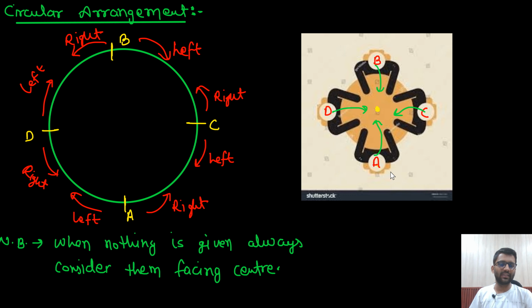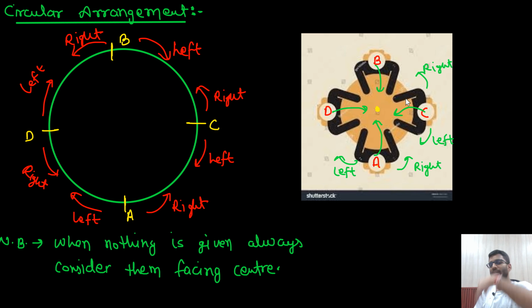If they are looking towards the center, let's put yourself at the place of A. I am putting myself at the place of this guy. So what will be my right? This will be my right, and this will be my left. Let's put yourself at the place of C. What will be your right? This will be your right, and this will be your left. Let's put yourself at the place of B. At the place of B, that means you have to rotate. This will be your right.